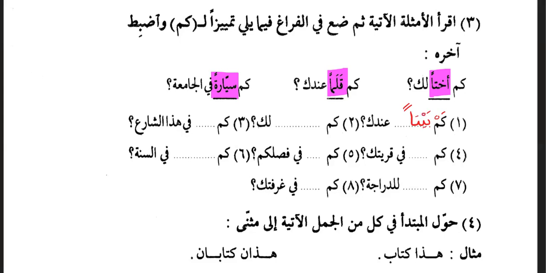Because it's wrong. And why is it wrong? Why didn't you use buyut? Why did you say bait? Because when you're asking kam, then you have to use the singular. Jayid, mumtaz. Kam baitan indaka? Jayid. How many houses did you have? Abu Yusuf, same one. What else could you put in here?